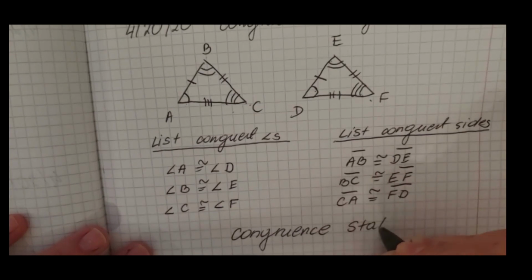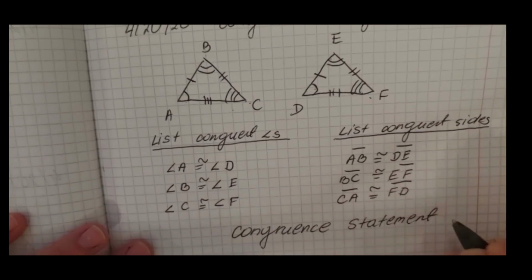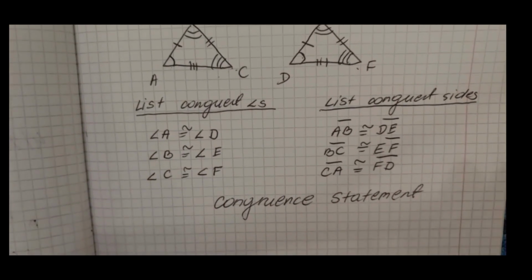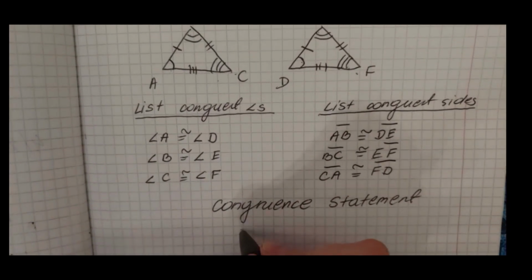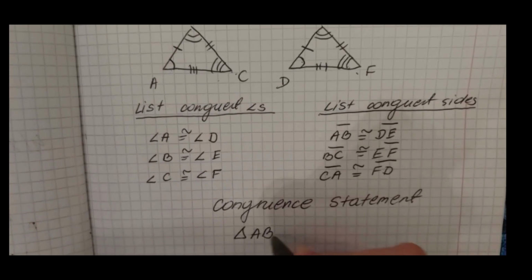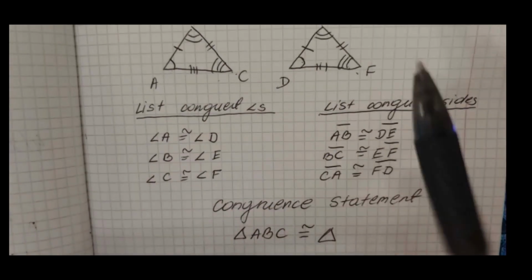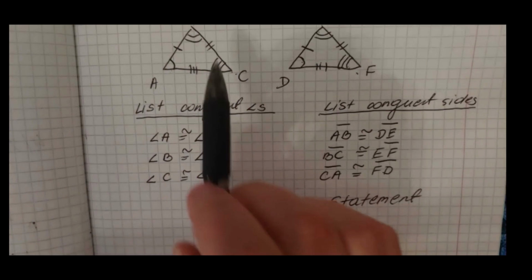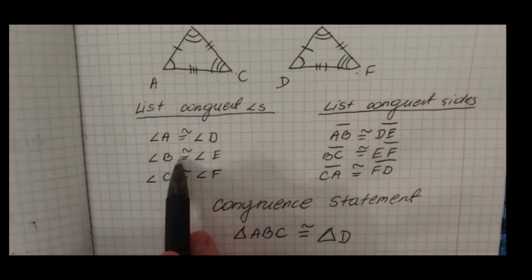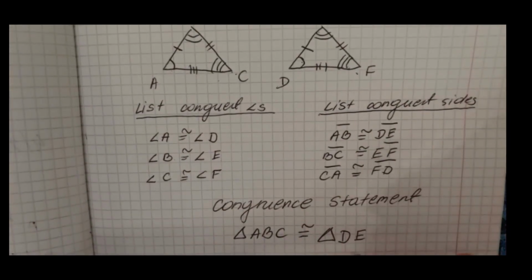Okay. Now what I can also write is a congruent statement, and that's where I name the triangle. So triangle ABC. I'm starting with triangle ABC, and then I have to follow exactly the same order. So A goes with D, so I start with D, then B goes with E, so I go to E, and then C is with F. So triangle ABC is congruent to DEF.